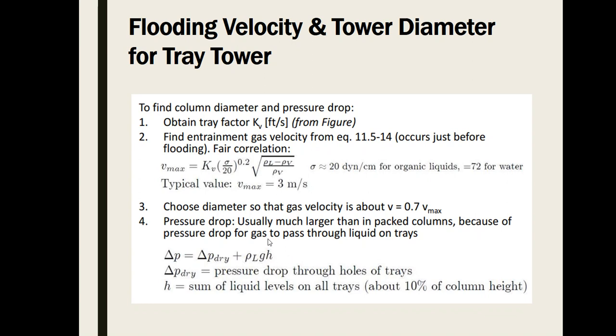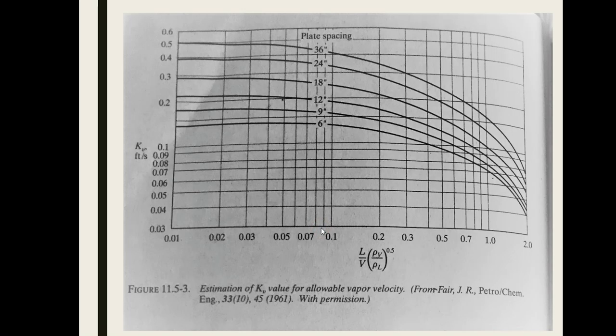If you recall from your elementary physics, fundamentals of physics, the pressure is rho G H. So rho G H: density, the gravitational acceleration, or the 9.8 meters per second squared, and H is the height. So that H here is 10% of the column height, which should be given by the problem or predetermined.